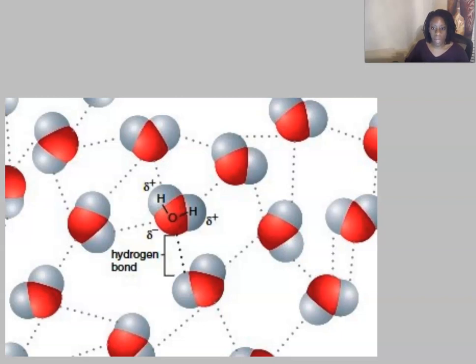Now, one hydrogen bond by itself is very weak, but a bunch of hydrogen bonds is going to make a body of water pretty strong. Hydrogen bonding is the other reason that water has such unique properties. So now that we've talked about water's polarity and its hydrogen bonding, let's look at those 5 properties of water that make it so great in no particular order.